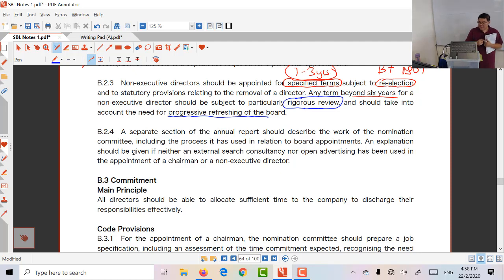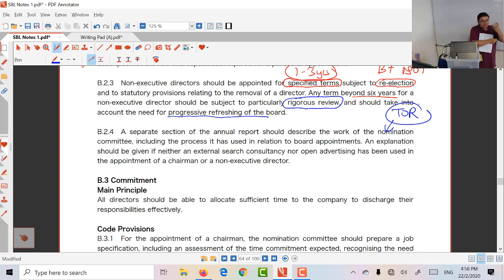Okay, it then goes on to say that in the annual report, you need to have a section that describes the work of this committee. So it's very normal. We just write down their terms of reference. Usually we call this the TOR, the terms of reference. Nowadays, the main practice is to put it up on the website. If you go to most listed companies, I would say all of them, you can see on the website they have a TOR for all the committees.